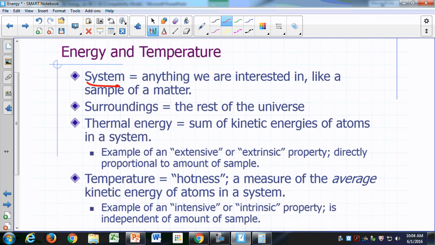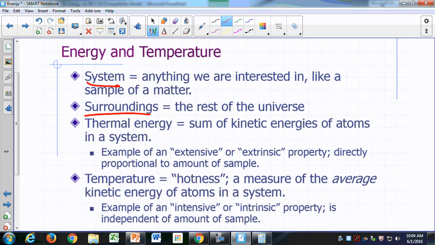Everything else is called the surroundings. So if it's not the system, everything else would be the rest of the universe. So you might say the immediate surroundings of the system would be, if you have a beaker with a reaction mixture, if that's what your system is, then the immediate surroundings would be just the air around it in the lab.